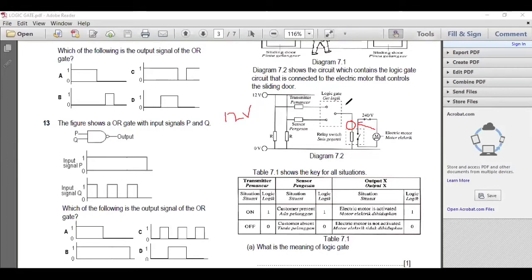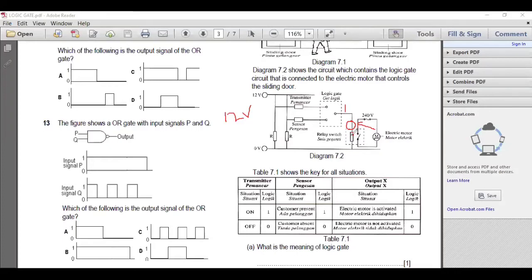So if your output is 1, that means there's current flowing, the motor will still not work because the maximum voltage it can supply is 12 volt. That means the motor needs a circuit of its own, a power supply of its own, that means higher voltage. So basically this is a relay switch.